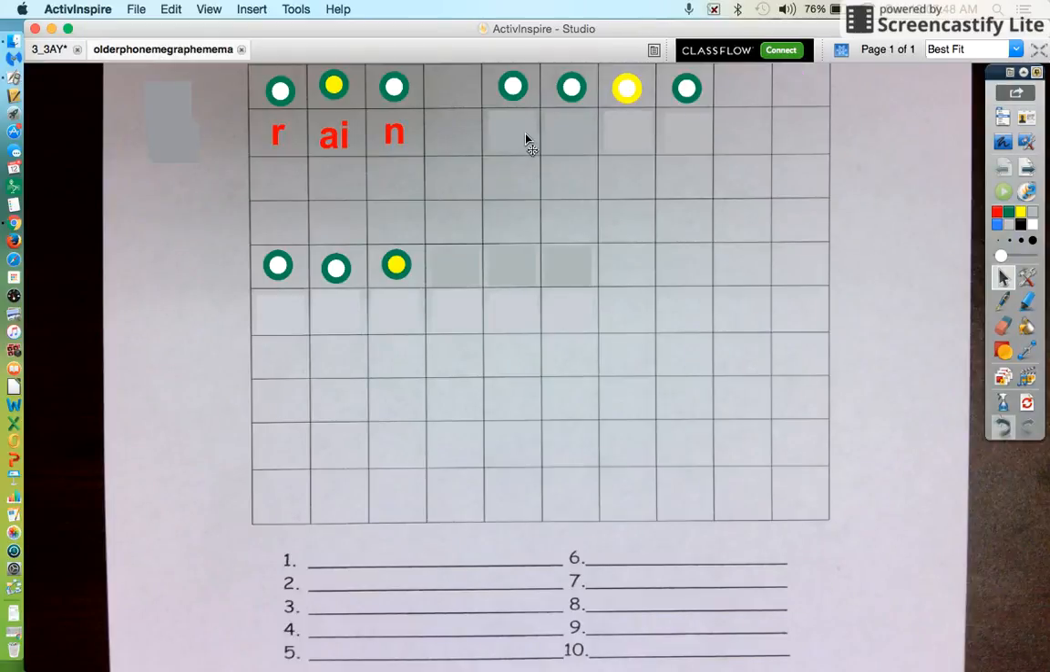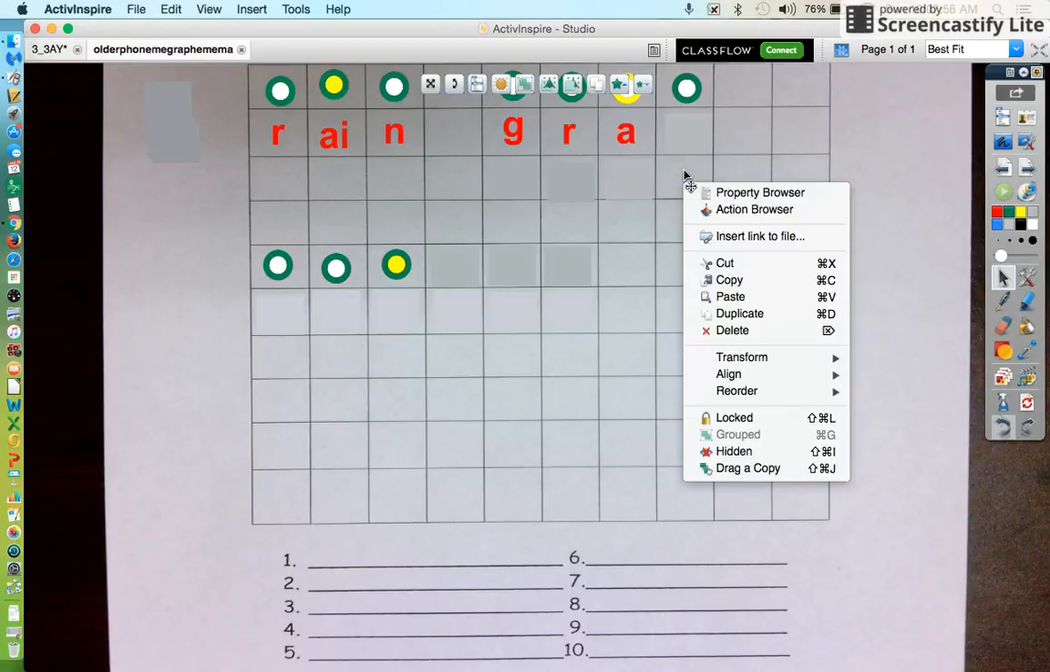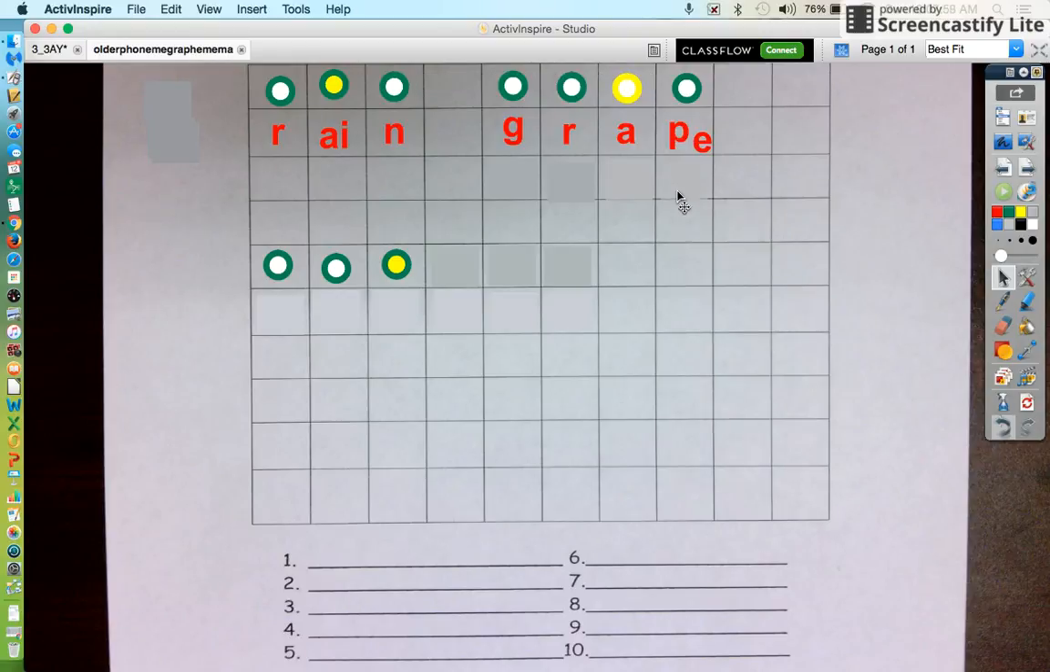So let's look at grape with the letters. G, R, A, P, grape. Now again, you can put the magic E over here because the E jumps over the P to make the A say its name. This is how you spell grape. If you tried it the other way, it wouldn't look very good, okay? And I'll show you really quickly, hopefully.